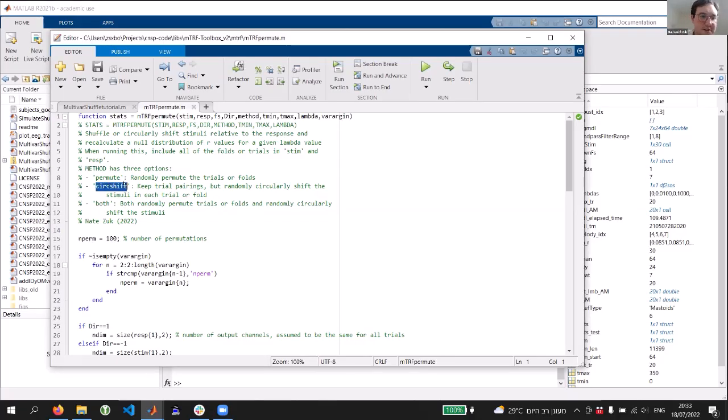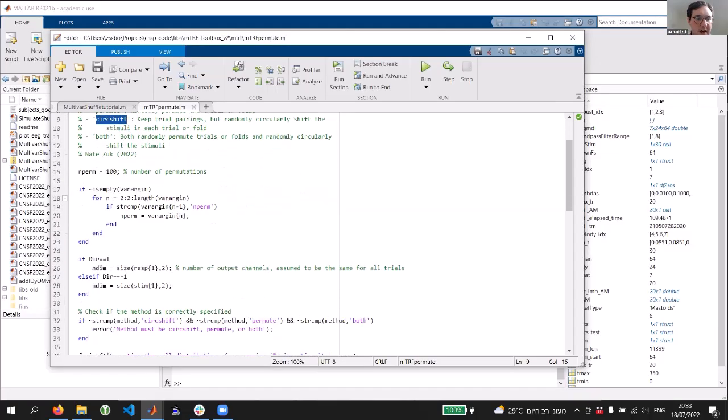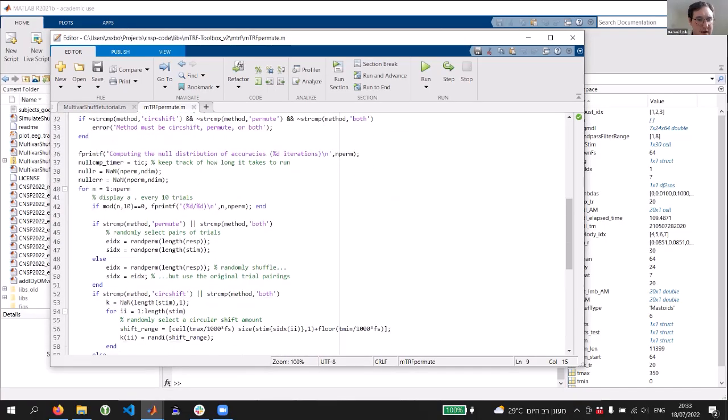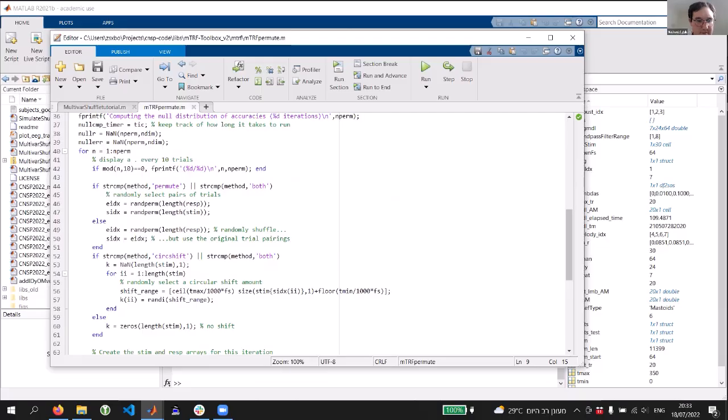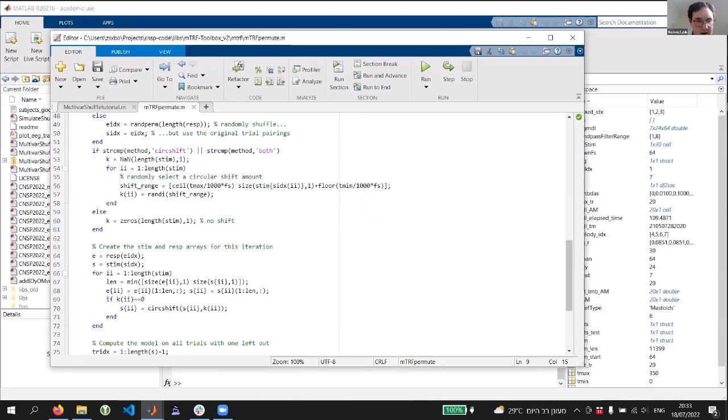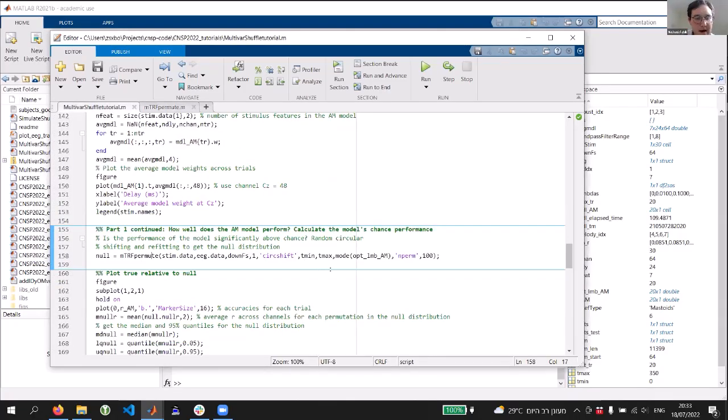Here, what I'm going to do is circular shifting. So I take each stimulus-response pair, the response being the EEG data, and I randomly shift the stimulus in a particular direction. So the timing of everything within the stimulus stays the same, but it's completely mismatched from the original EEG data. And if you randomly do that many times, you'll get a distribution of R values.